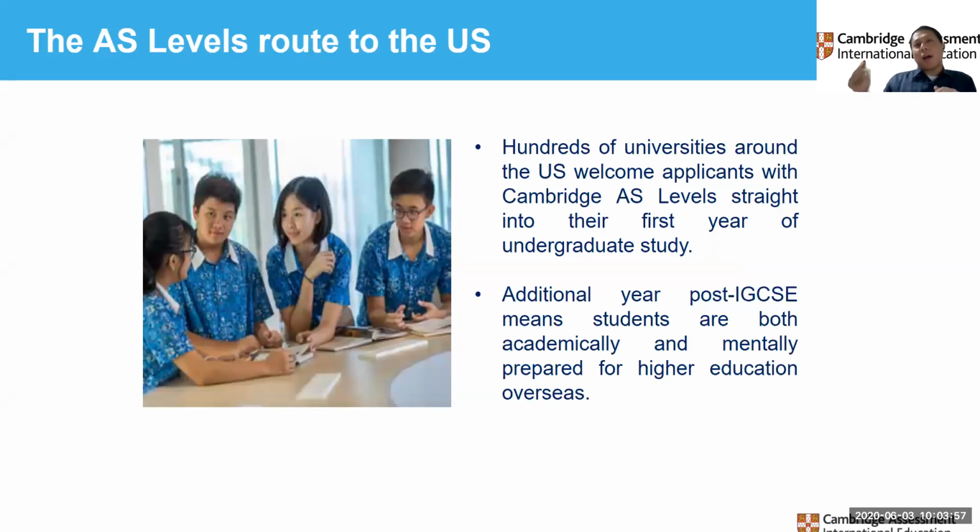For today, I just want to highlight to you what we call the AS level route to the university. Many of you are not aware that in the US, over 300 institutions recognize the AS level route for entry into the universities. And I think many of these universities provide some kind of credit. Of course, it's not going to be similar to those with A levels, but they do provide some kind of credits for those who enter with the AS level.